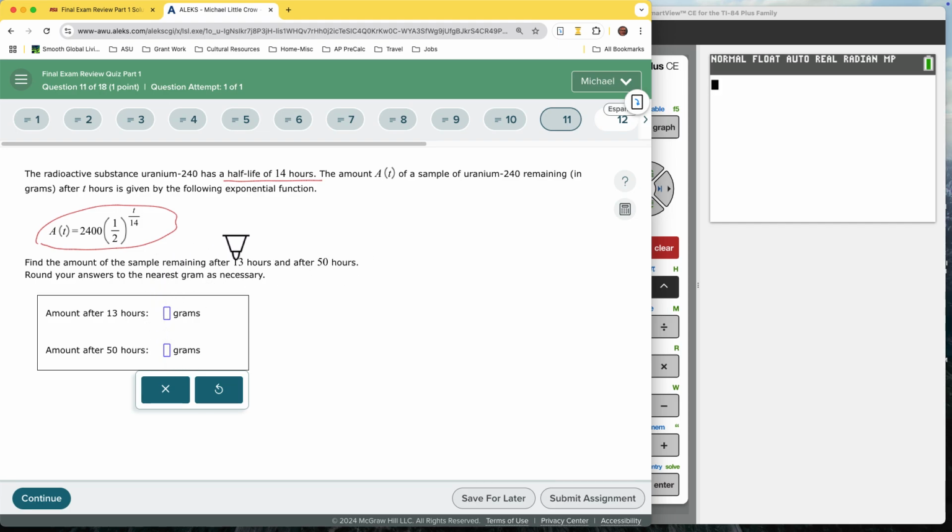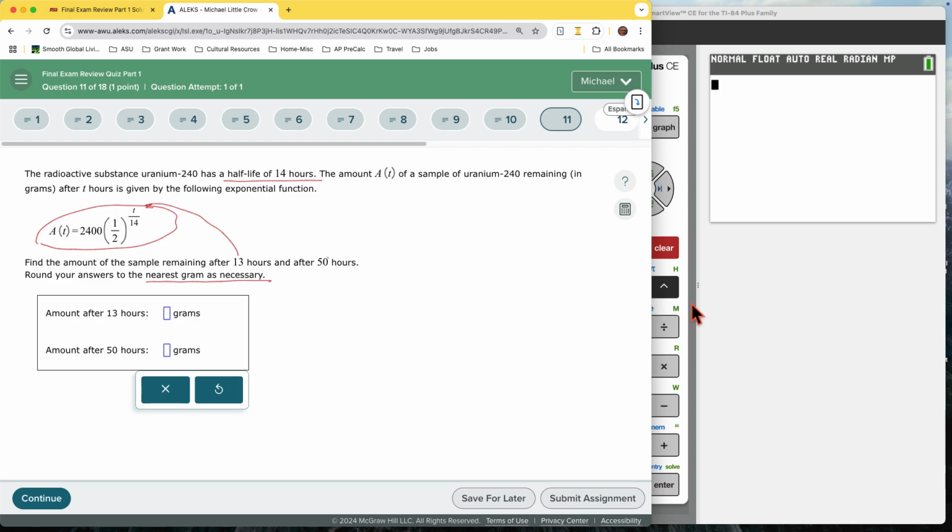So we've got to do two. Basically, T is the hours, so we're plugging in 13 for T, and then we're going to plug in 50 for T, and we'll get two different answers, rounding to the nearest gram as necessary.